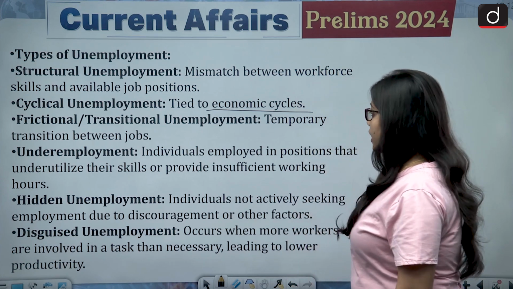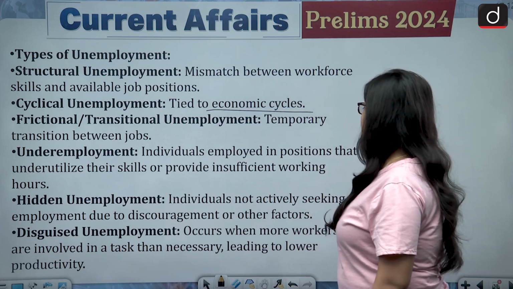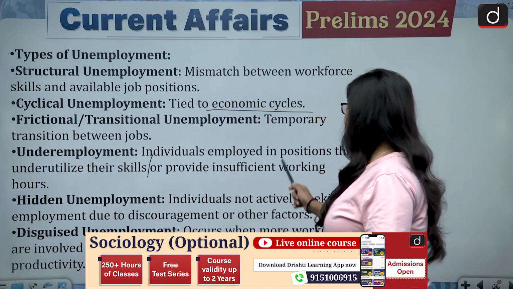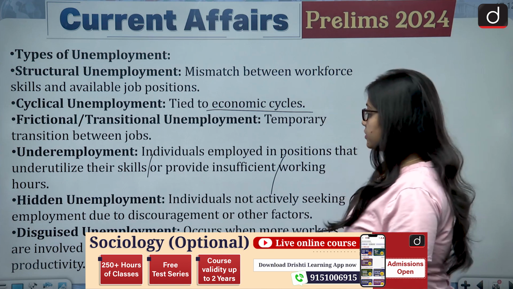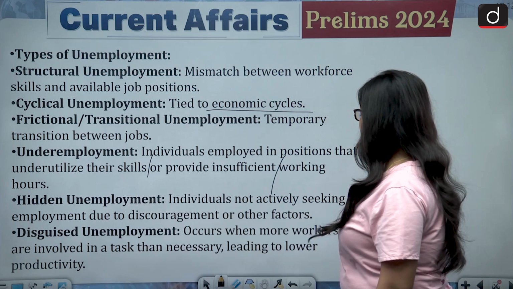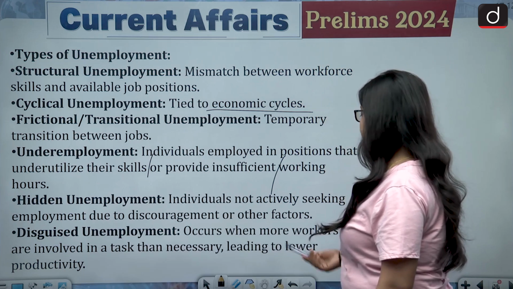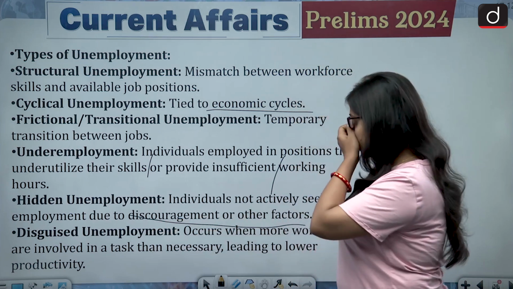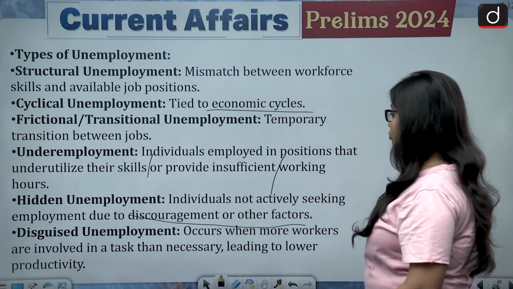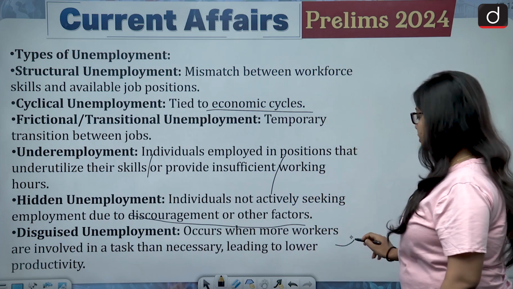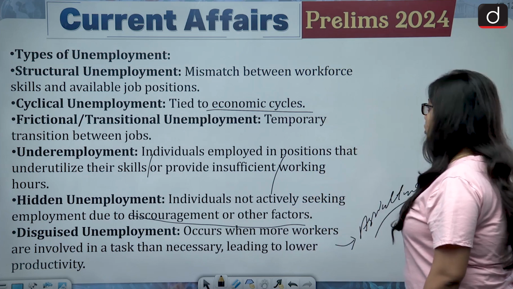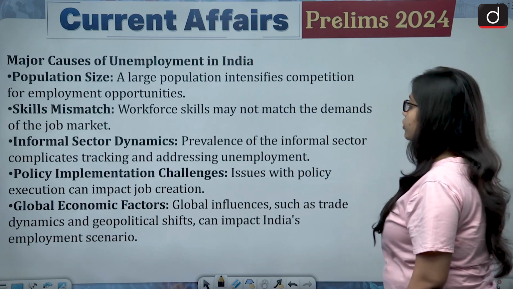Then underemployment, that is individuals employed in positions that underutilize their skills or provide insufficient working hours. Hidden unemployment, individuals not actively seeking employment due to discouragement or other factors. So this is hidden unemployment. Then disguised unemployment occurs when more workers are involved in a task than necessary, like for example agriculture. People of one family working together in one field.